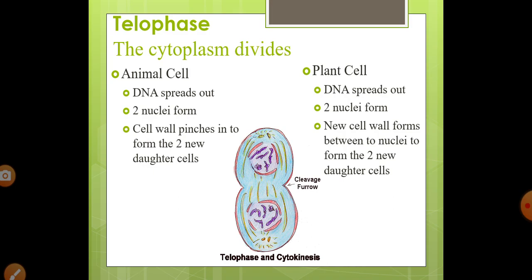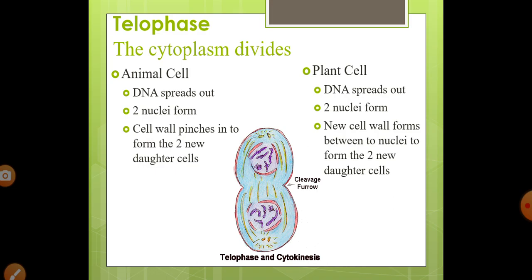And the cell, in case of animal cell, pinches from the center. We can see that there is a cleavage furrow in which the cell is pinched so that two ball-like structures are seen, in which one will form one daughter cell and the second one will form the second daughter cell, and these two daughter cells are identical to the parent mother cell.